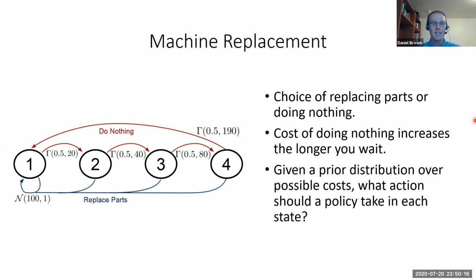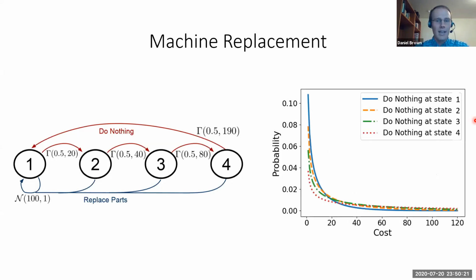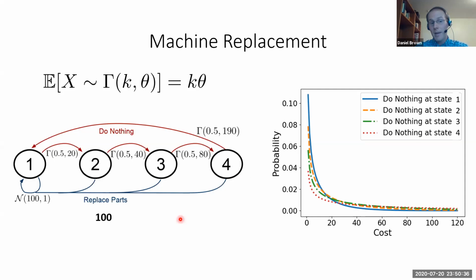So the idea is, given this prior distribution, how can we optimize the policy? And what would the policy look like? I should note that these are gamma distributions, which have pretty long tails. If we parameterize the gamma with these 2 variables, k and theta, the expectation is just k times theta. So our expected cost for replacing a part is just going to be 100, whereas our expected costs for doing nothing are going to be increasing, but always less than the cost of replacing the part in expectation.